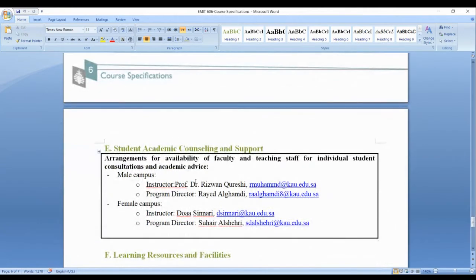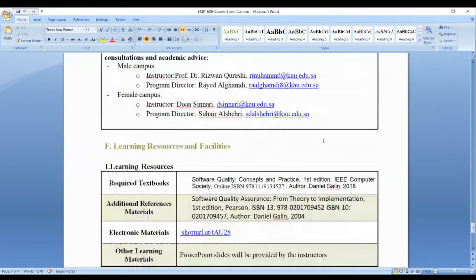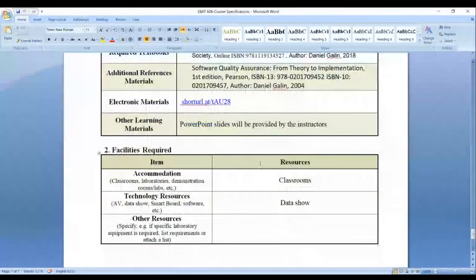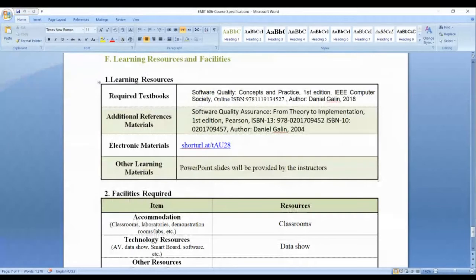My name is Professor Dr. Rizwan Jamil Qureshi, and my email is rmuhammad@kau.edu.sa. You have a textbook, Software Quality Concepts and Practice, IEEE Computer Society, and an additional reference, Software Quality Assurance from Theory to Implementation. Material and slides will be shared with you. That's about the introduction of the course. Any question? Any question would you like to ask?